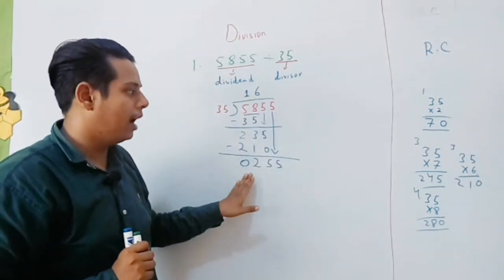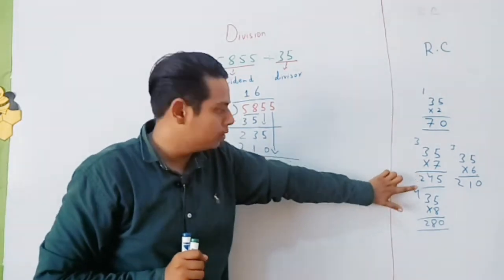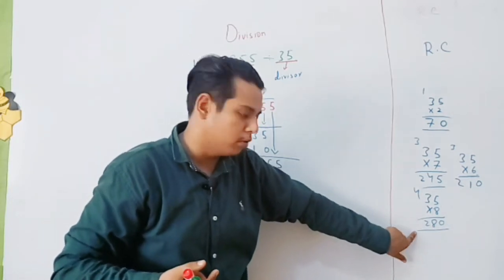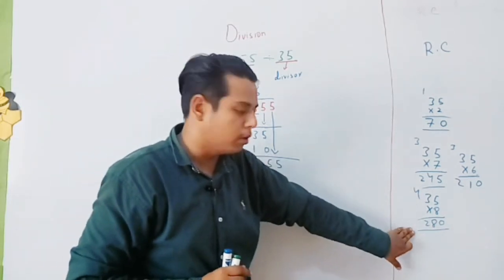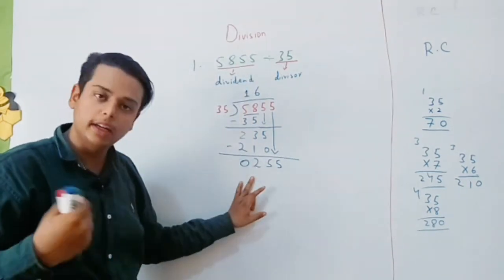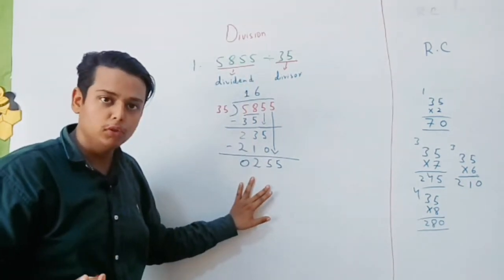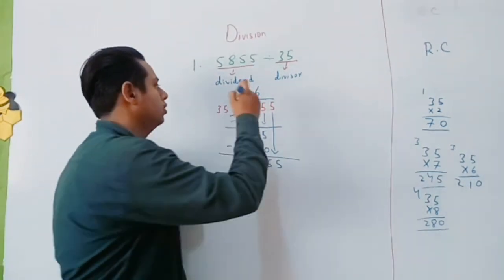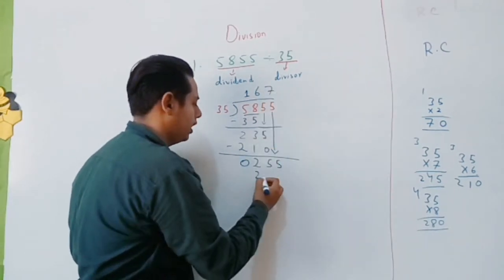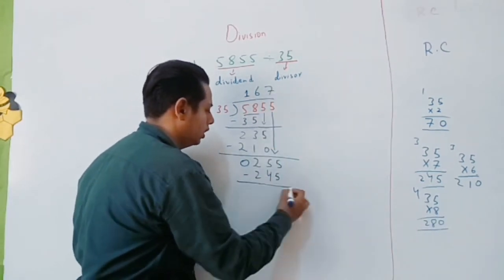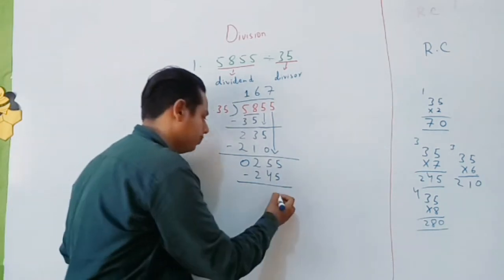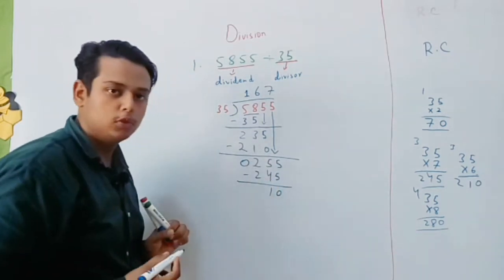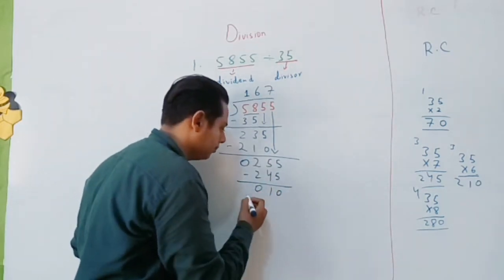That means if I am multiplying 35 with the 7, 245 is coming, and when I am multiplying with the 8, it is coming 280. So I cannot use 280 over here because it is a greater number. हम बड़ा नंबर तो यूज़ नहीं कर सकते, तो हमारे पास छोटा नंबर क्या है? 245. So 7 are 245. Now 5 minus 5, 0. 5 minus 4, 1 will be remaining. 2 minus 2, 0 will be remaining.